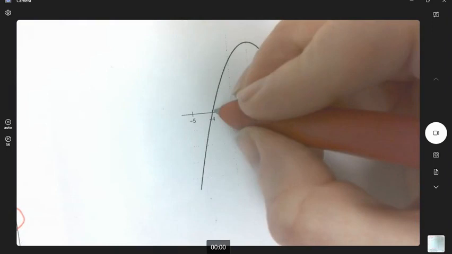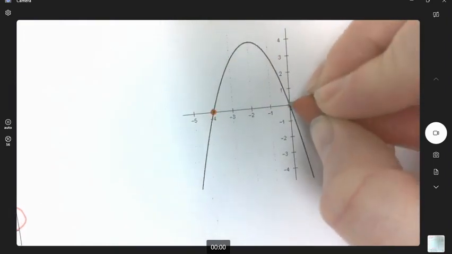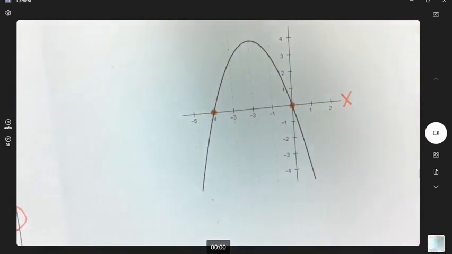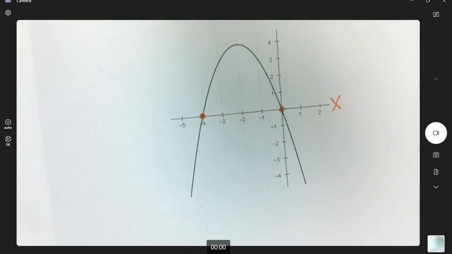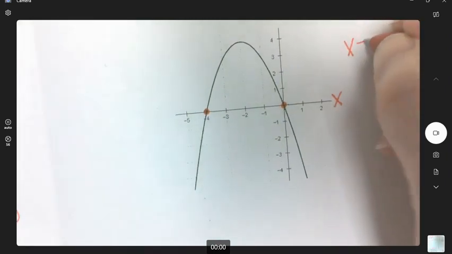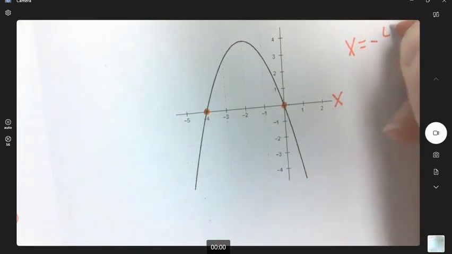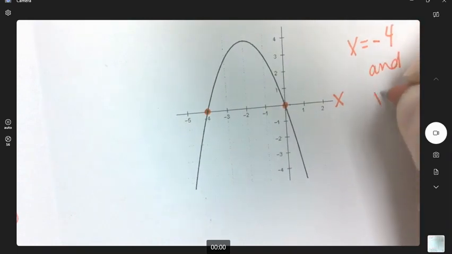Okay, and then this one, go ahead and darken your x-intercepts, your solutions. Label your x-axis. So it would be x equals -4 and x equals 0.